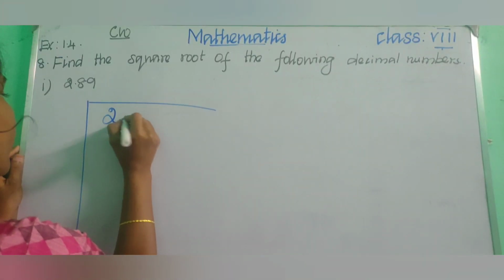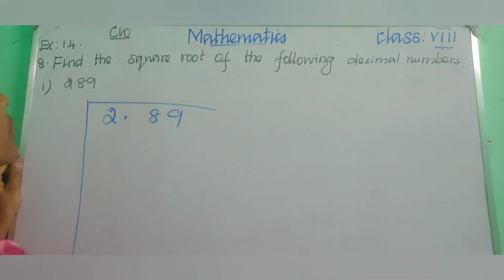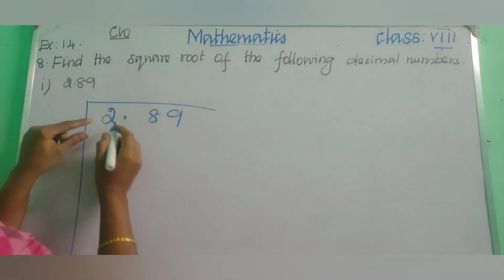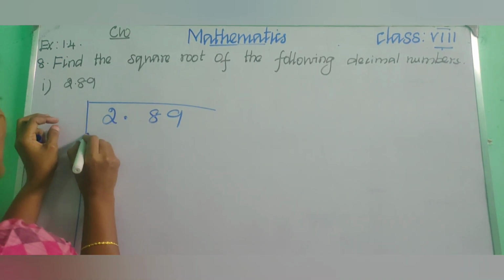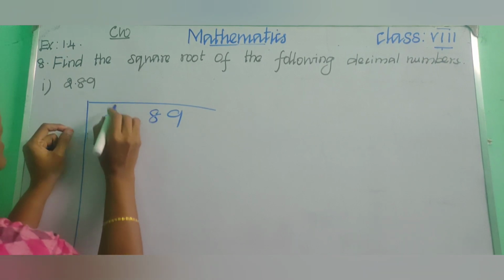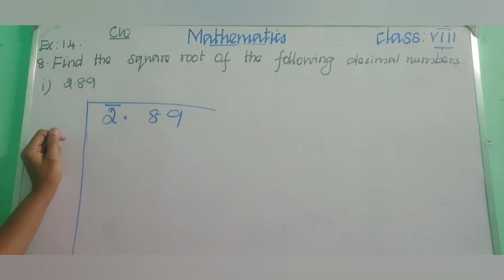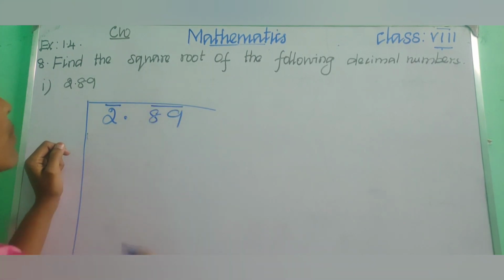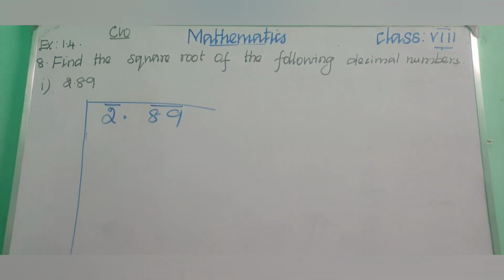First of all, in the long division method, what do we need to do? We need to place bars. So now count the digits. Take the digits in front of the decimal point. We have only one digit, so we put a bar here. After the decimal point, how many digits? 1, 2. Two digits, so we put a bar here. Is it clear, children?